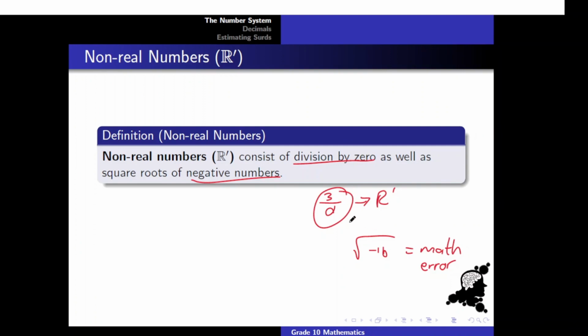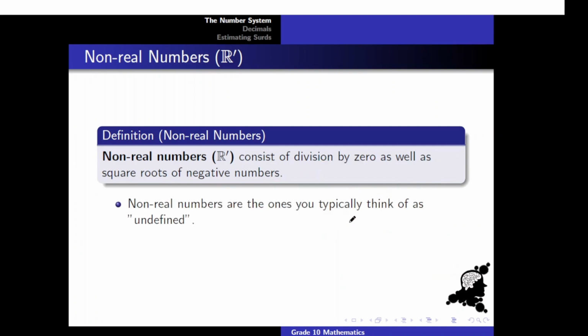This group of numbers is what we call non-real numbers. These are the ones that you typically think of as being undefined, as I mentioned, when you're using them on a calculator. Here we've got some more examples of non-real numbers. This is supposed to say non-real numbers. It's a typing error. So we've got 6 divided by 0, square root of negative 4, square root of negative 16, etc.